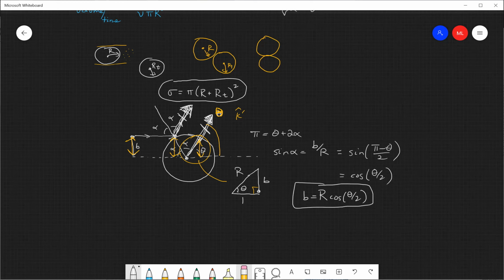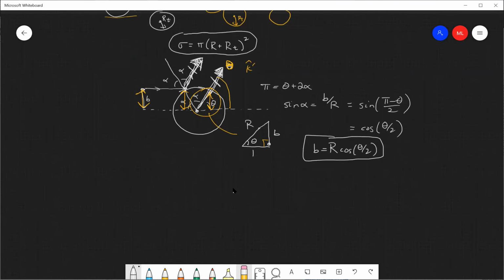Okay, and why is that useful? Because we can now calculate the differential cross section. Since the impact parameter is related to the scattering angle, we can now use the impact parameter as a sort of proxy for the angle and get a differential scattering cross section as a function of the impact parameter. So what is the differential scattering cross section at a particular impact parameter?